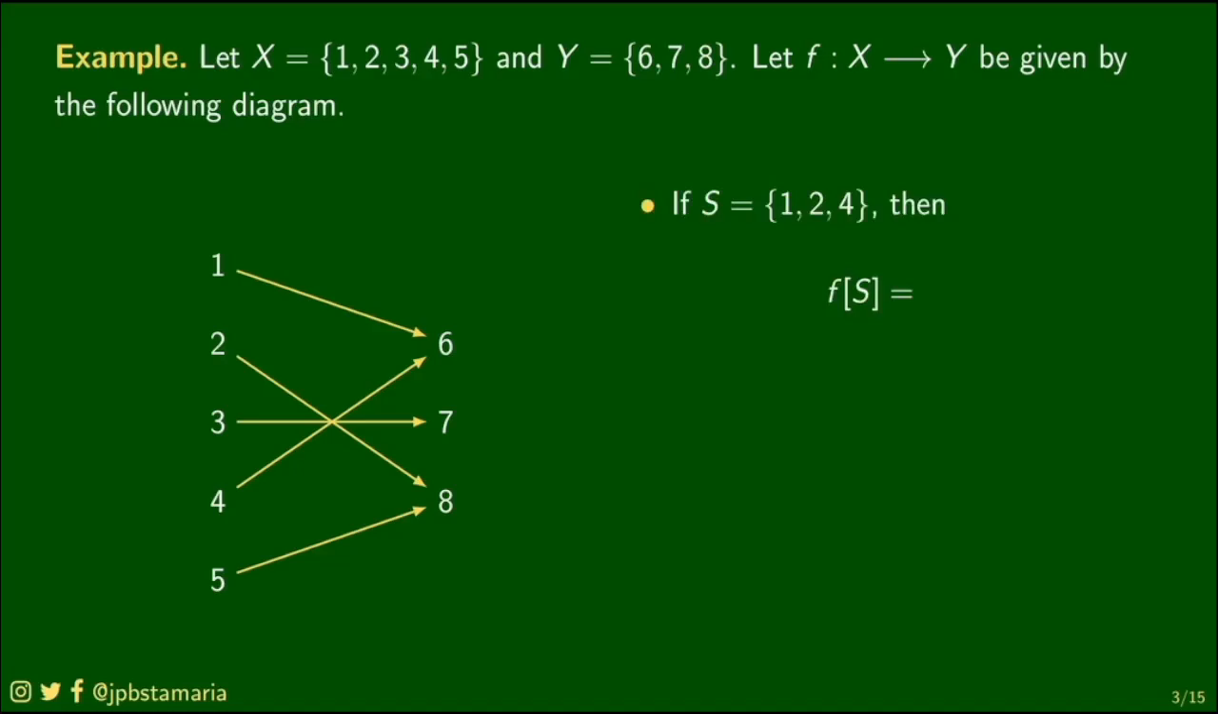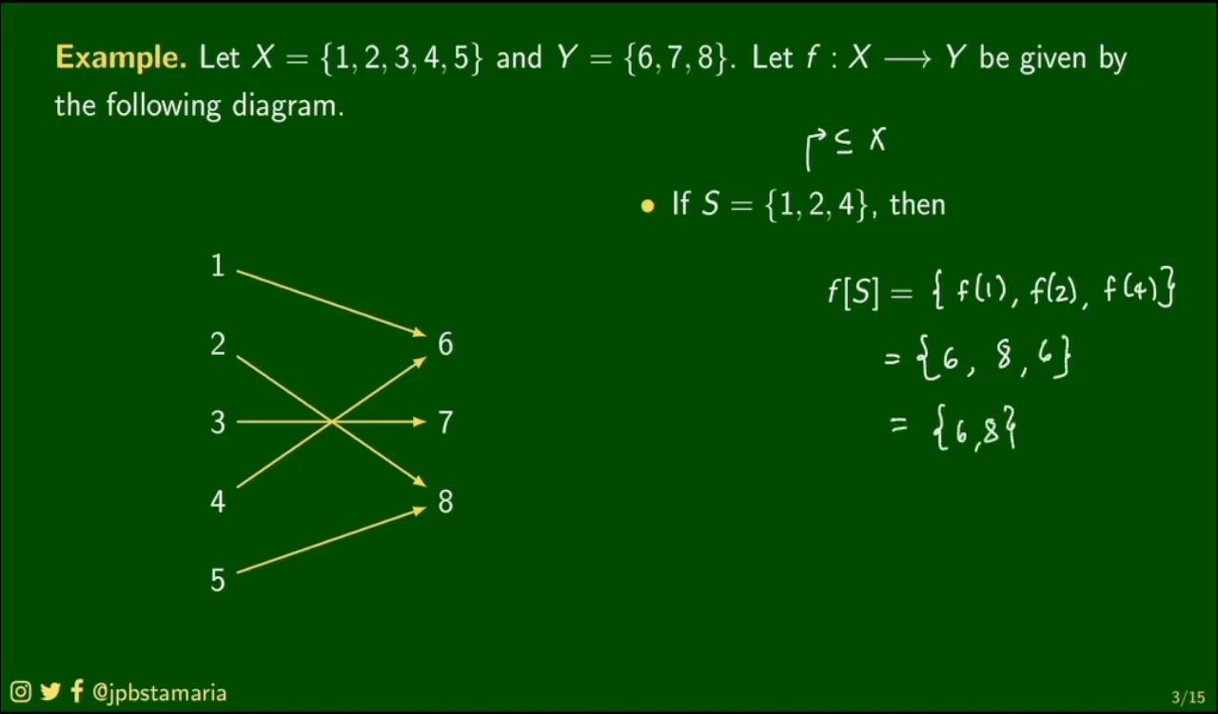For example, if we consider the set S containing 1, 2, 4, as you can see, this set is a subset of X. The direct image of S can be obtained by simply taking the images of every point in this set. In other words, the direct image of S can be calculated by evaluating f at each of these points, and then listing down the images. For example, f(1) is 6 as in the diagram, f(2) is 8, and f(4) is also 6. Therefore, the answer is the set containing 6 and 8.